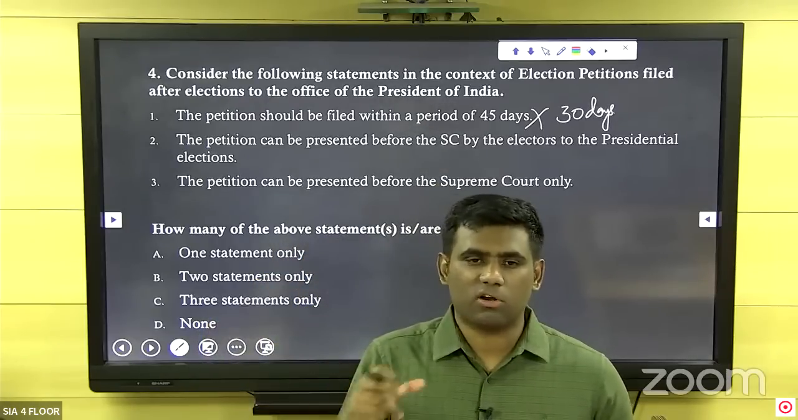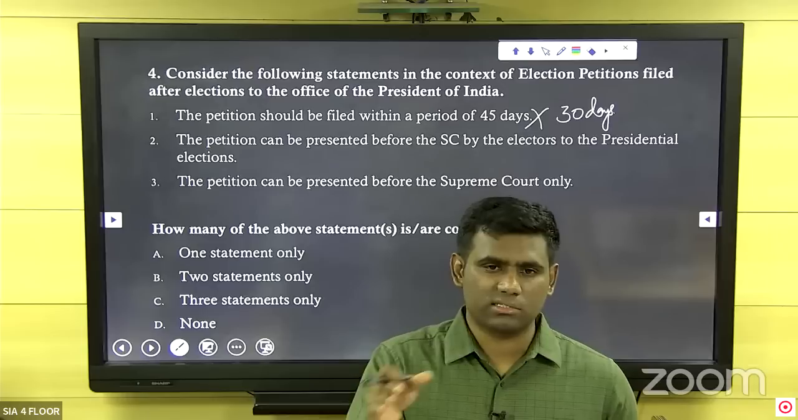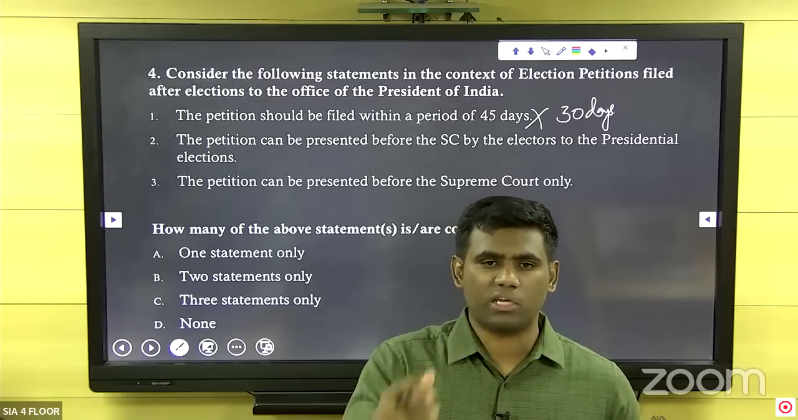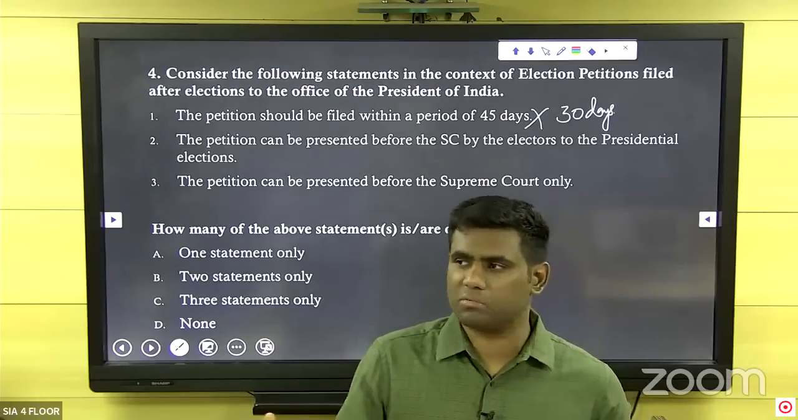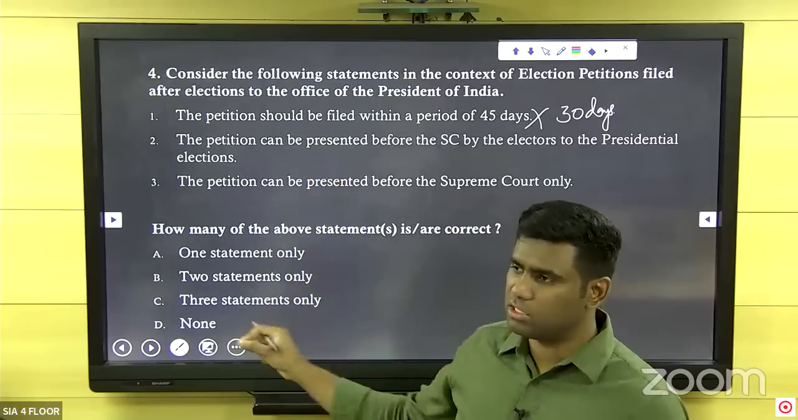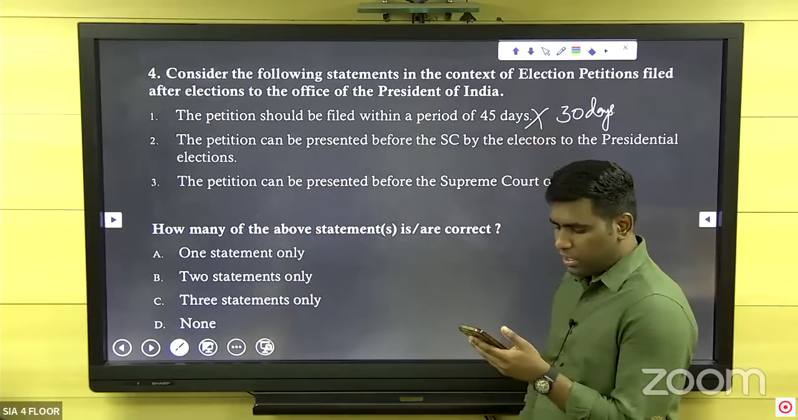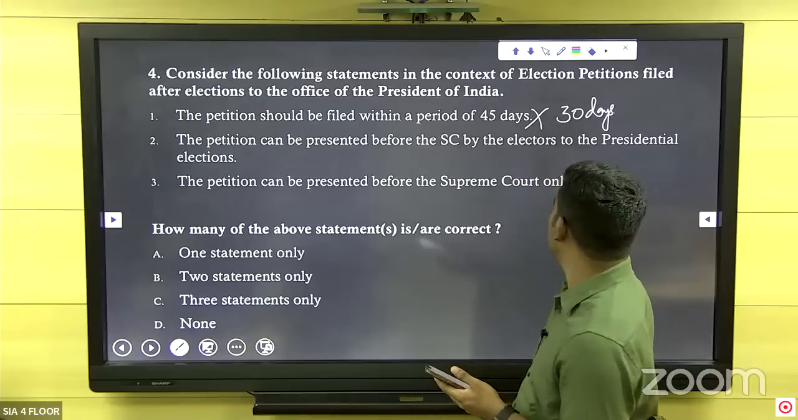No, the Constitution does not talk about the fine nuances of presidential election. It is left to the Act of Parliament. So Parliament has made the Election to the Office of President and Vice President Act. We have a separate act for that purpose. It is that act which governs all these areas. So the election petition should be filed within a period of 30 days and not 45.